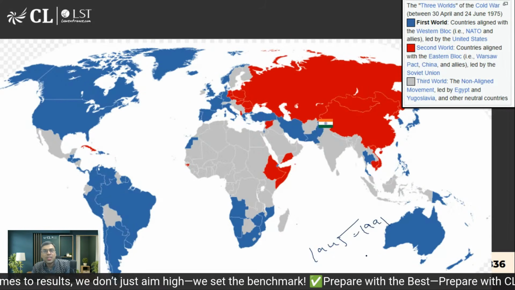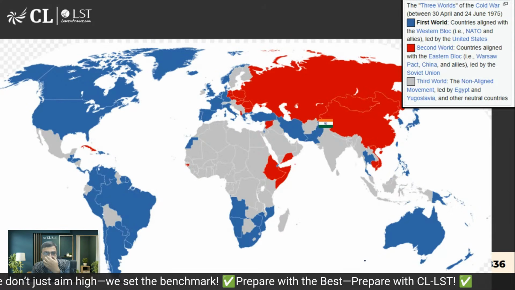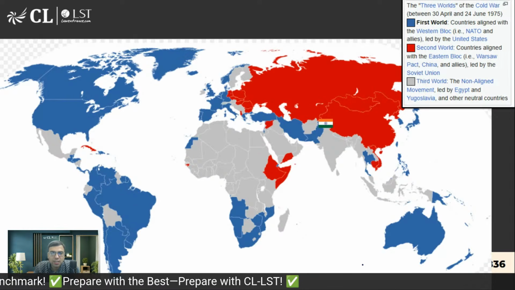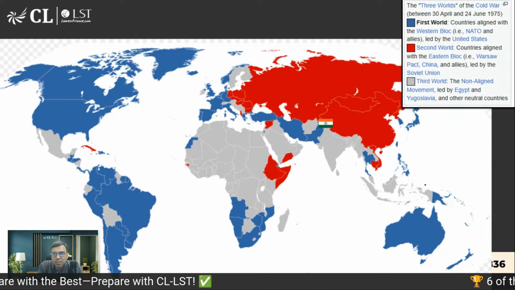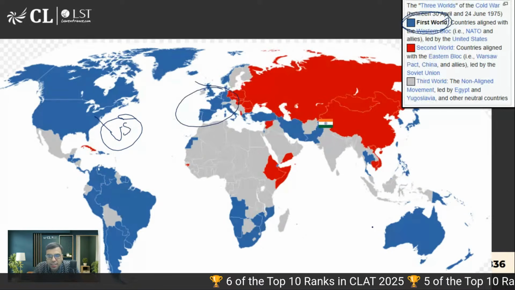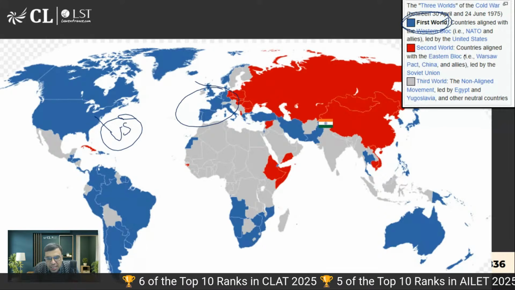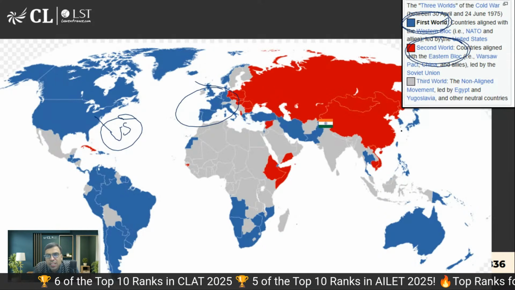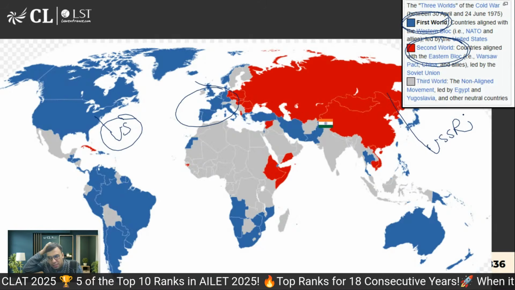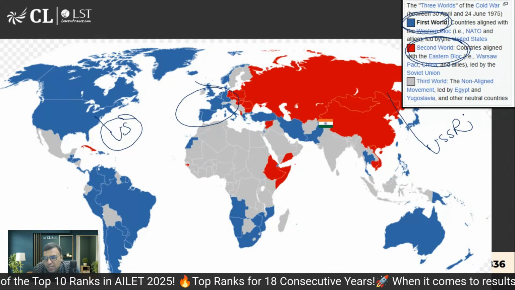So basically, the blue ones are the first world countries, which are actually the US and these European countries. This is called first world. The second world countries were the Eastern Bloc, which means those who were close to the USSR, Soviet ideology, communist ideology, etc. That is called second world.